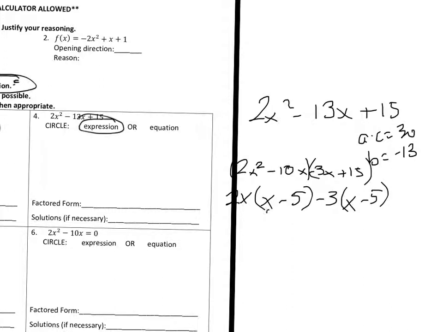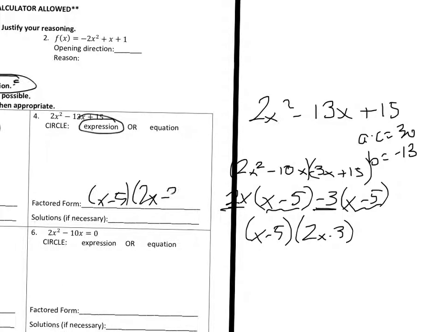And if you notice, we have the same thing in parentheses. That's our goal. That's good. So now if I factor out that x minus 5, whatever's left outside the parentheses is our next set of groups, or factors. So 2x minus 3. Okay, so factored form is x minus 5 and 2x minus 3.